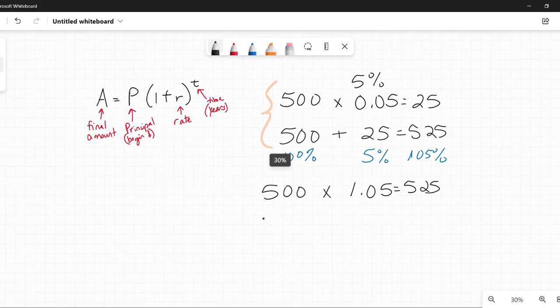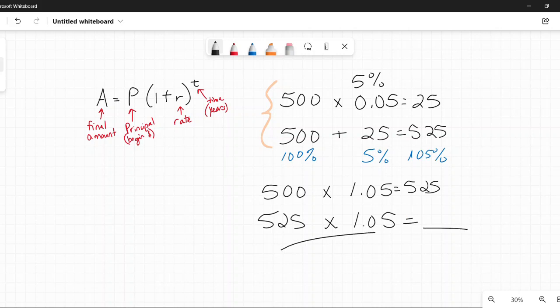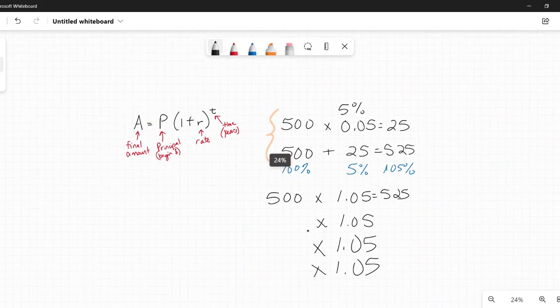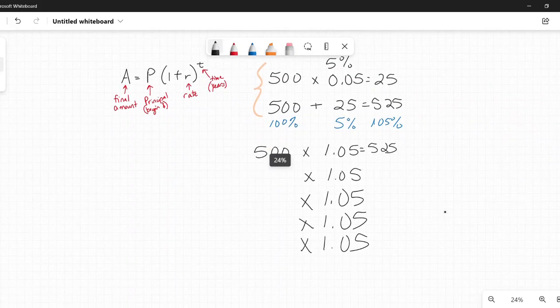And then I say, okay, well, what happens the second year? I take that 525 and I multiply it by 1.05. And then I just keep doing that. Times 1.05, times 1.05, times 1.05 every single year. So if I was doing it on my calculator, like how much would I have after 5 years? I would just keep pressing enter. I would just keep multiplying by 1.05.